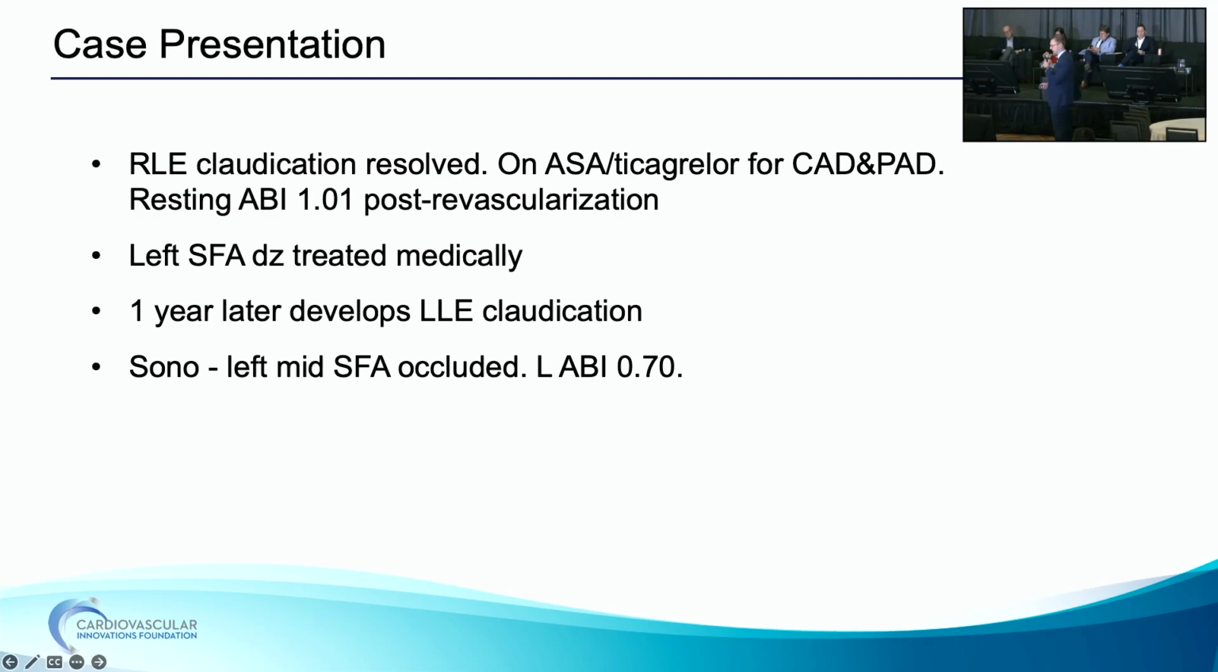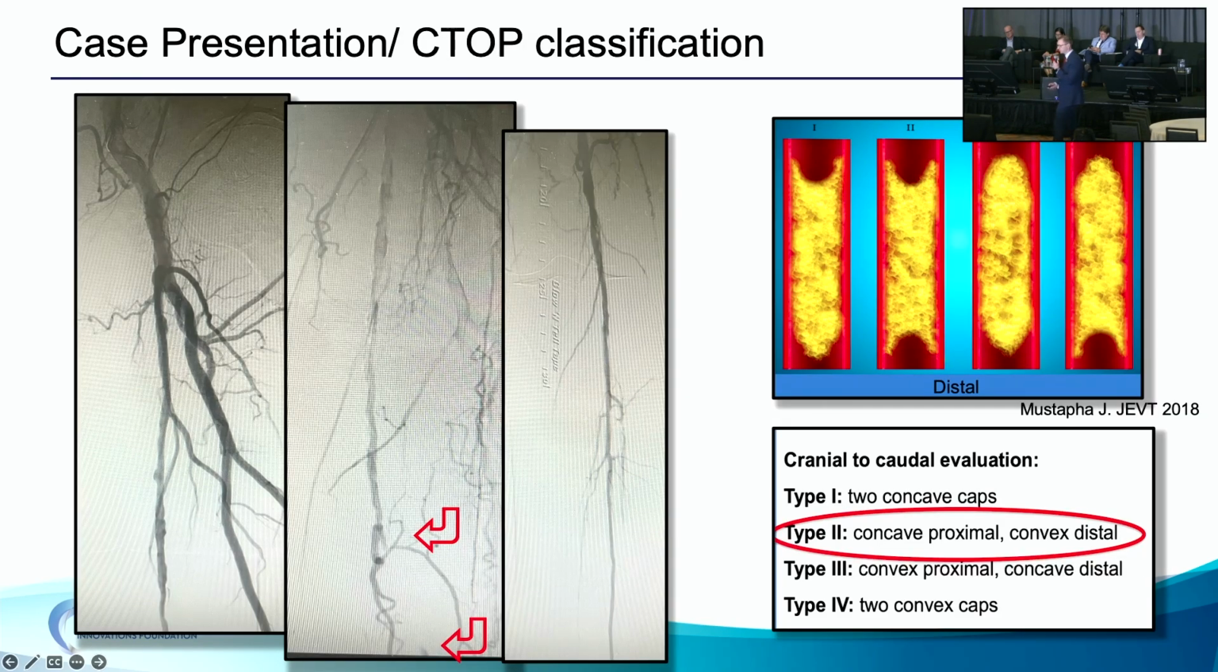It was essentially asymptomatic, but 1 year later it became symptomatic. And now the sonogram showed that the left SFA is occluded. The ABI was 0.7. So we brought him back. As you can see, the imaging, the angiogram, the proximal SFA is still sort of diffusely diseased. It's a still image, and I hope you can appreciate where the arrows are.